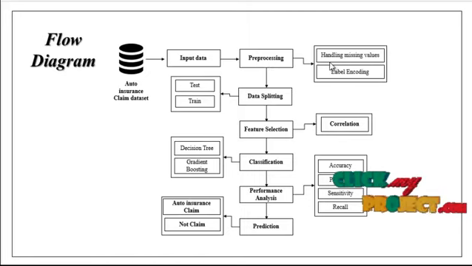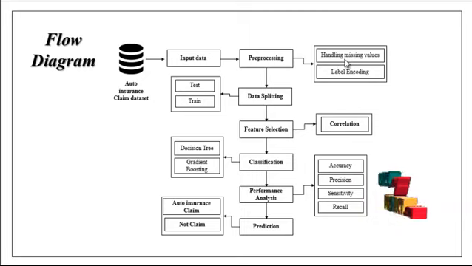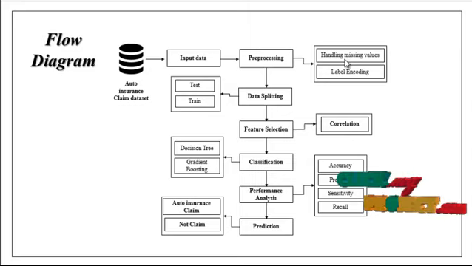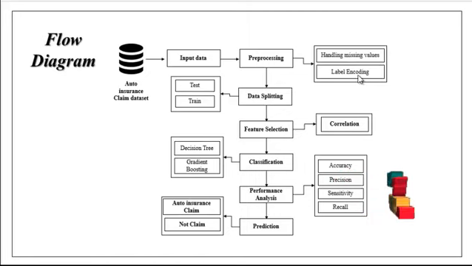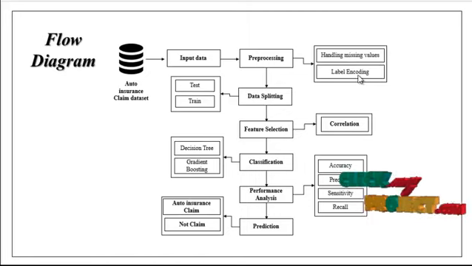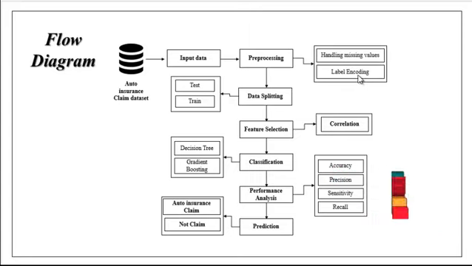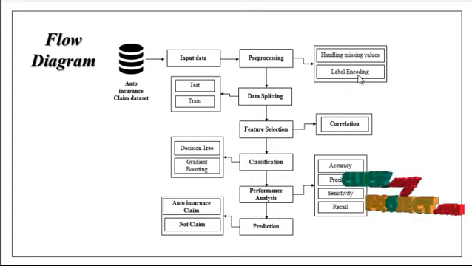In this step, we check whether any missing values are present in the data set. If there are any missing values, we replace them with zeros. We check for missing values to avoid wrong predictions. Then label encoding. Label encoding means we convert the strings into numeric integer values so they are machine readable.